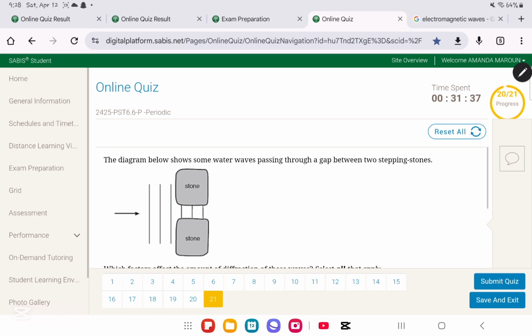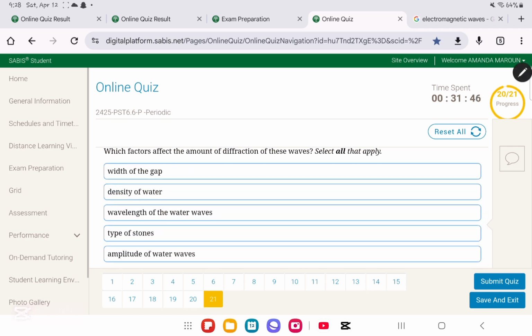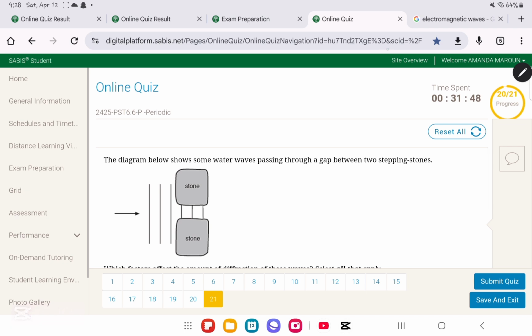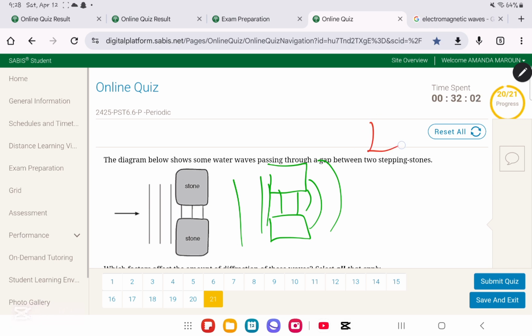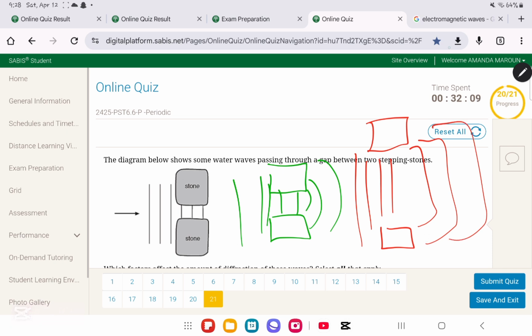Now we move on to the last question, which is question number 21. They said the diagram below shows some water waves passing through a gap between two stepping stones. Which factors affect the amount of diffraction of these waves? So first of all, let us say you have this stone over here and this stone over here, and then you have the water waves. They will diffract like this. This is how their diffraction will look. But if you separated them even further, the diffraction would look something like this.